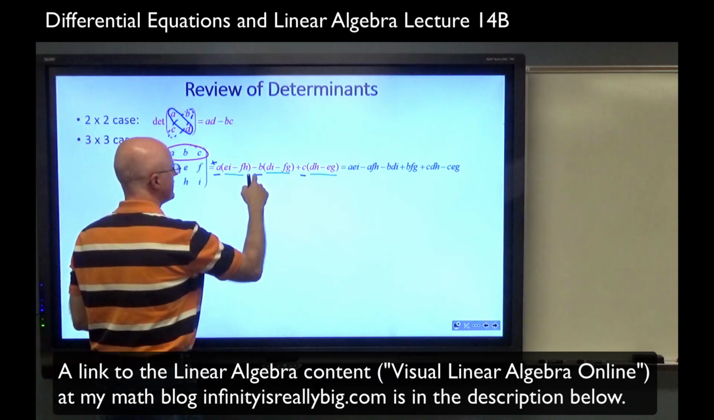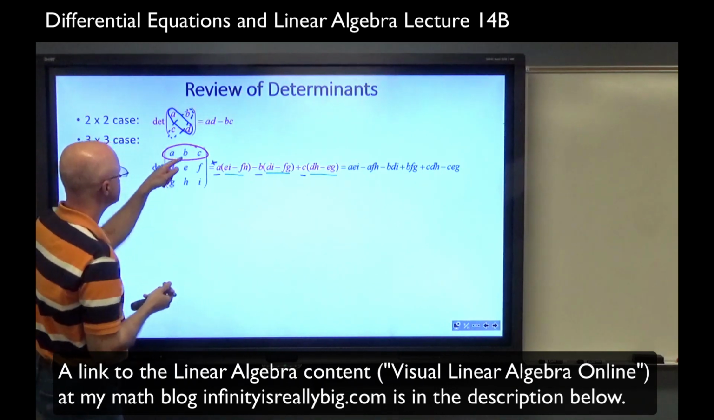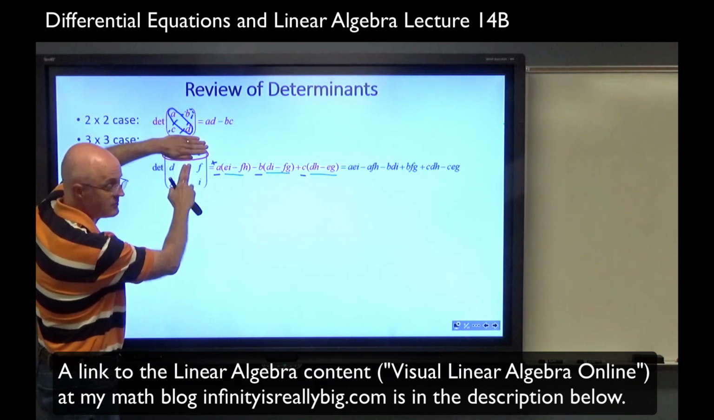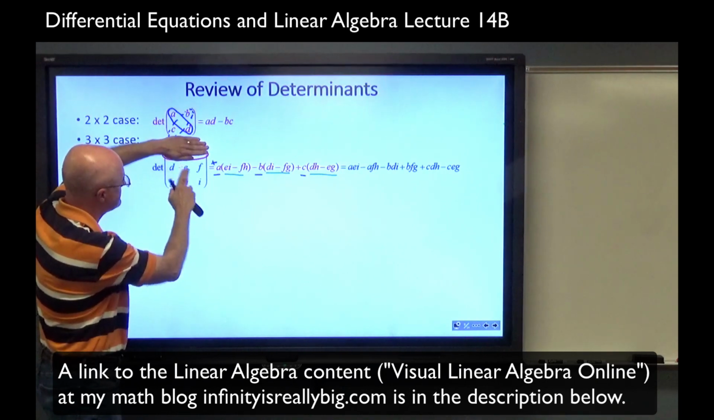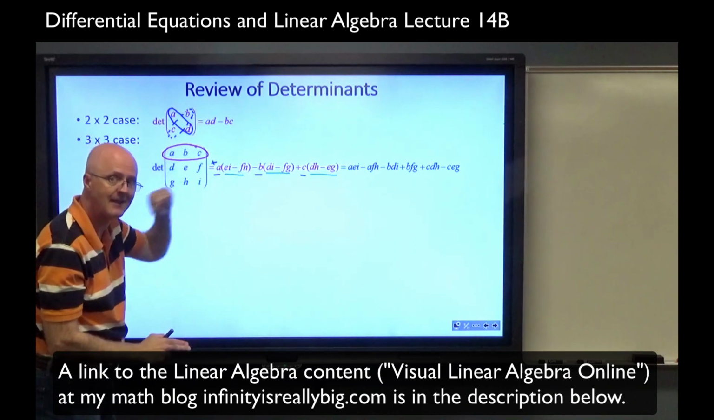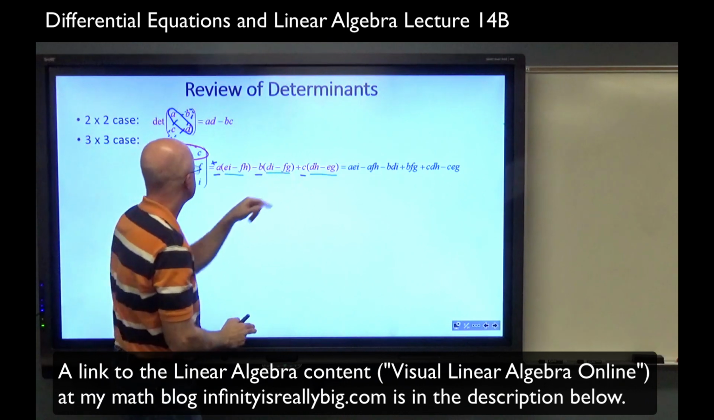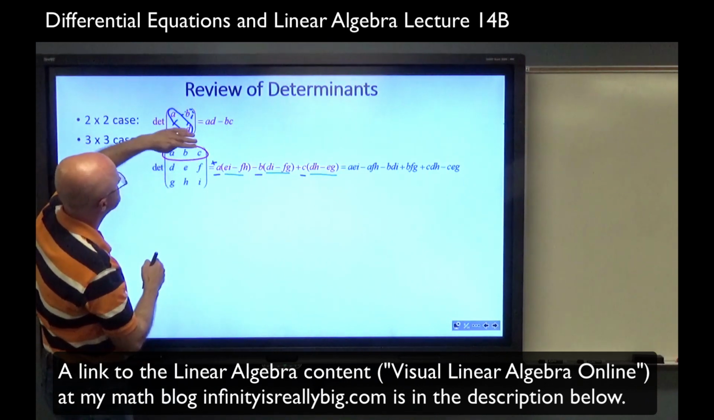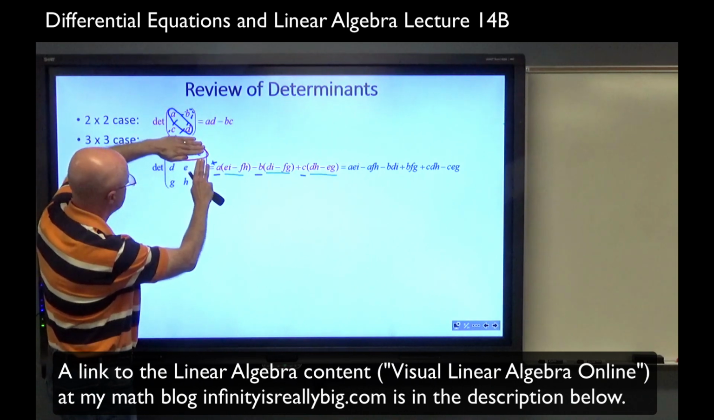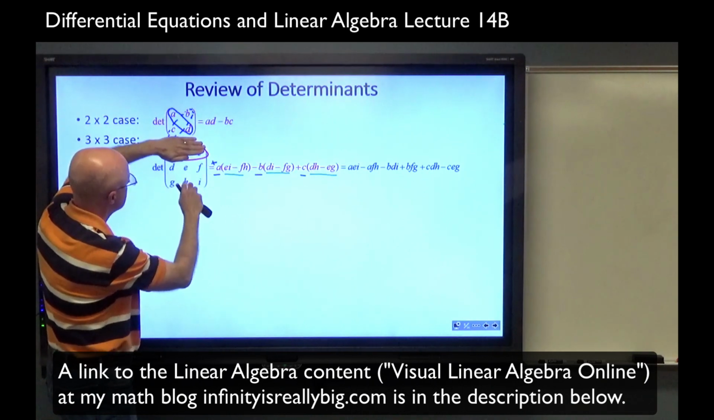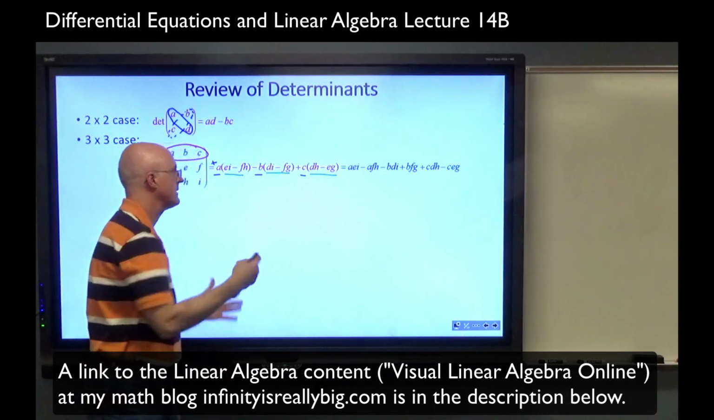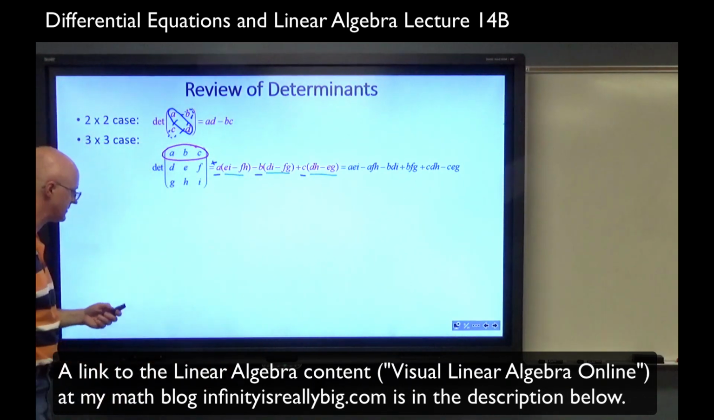For the next term, with the negative B out in front, B is in the first row, second column. Cross out that first row and that second column. You're left with a 2x2 submatrix whose determinant is D times I minus F times G, which is what you see there. But don't forget the minus sign there. And then plus sign plus C. C is in the first row, third column. Cross out the first row and third column. You're left with the 2x2 submatrix whose determinant is D times H minus E times G. Exactly what you see there. And then you can distribute it through if you like. But it's the procedure that's easier to remember.